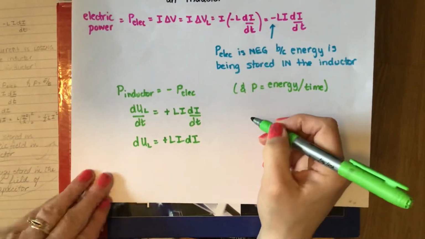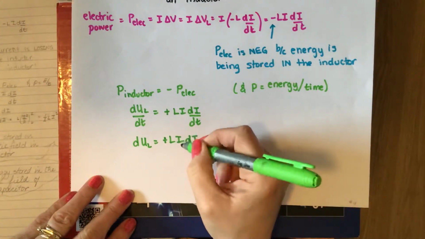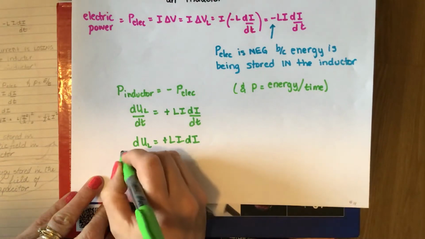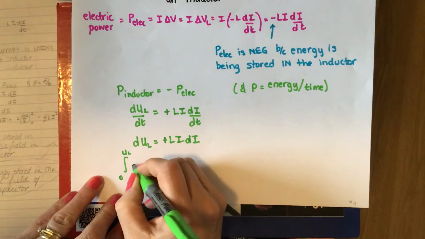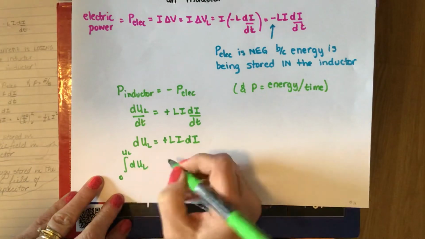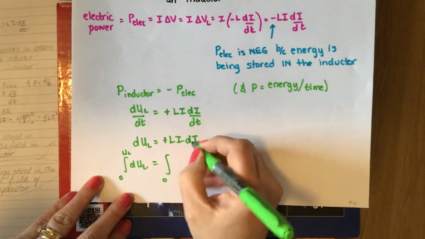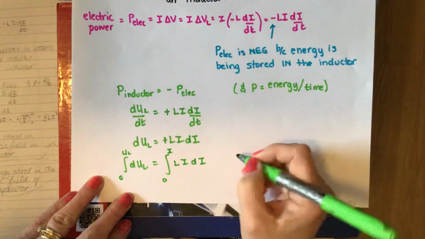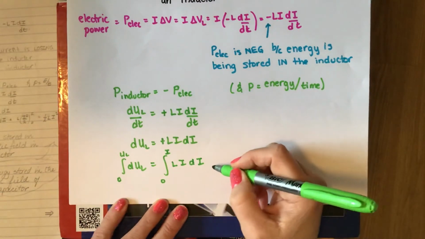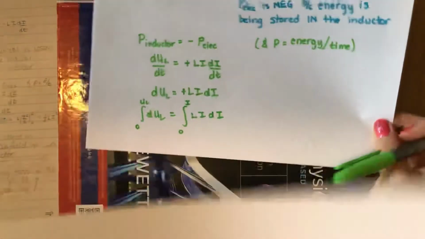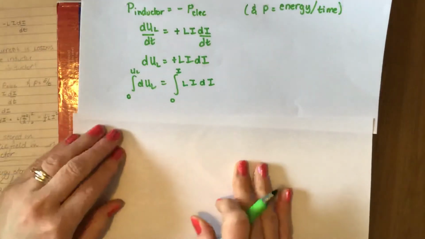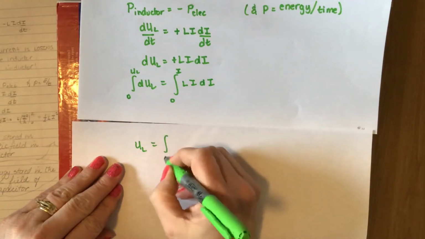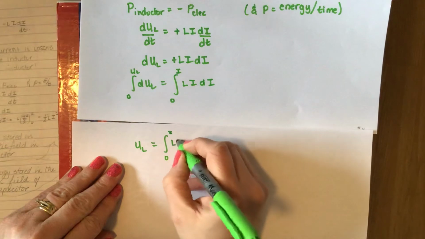Now let's integrate both sides from a zero current to having some final value of current. If there's no current initially, then there's no energy initially. If we come up to some final current, we'll get a final energy of UL. So then we do an integral over current from 0 to some value of current, L times I di. The integral of dUL is UL. That's going to be the integral from 0 to I, L times I di.